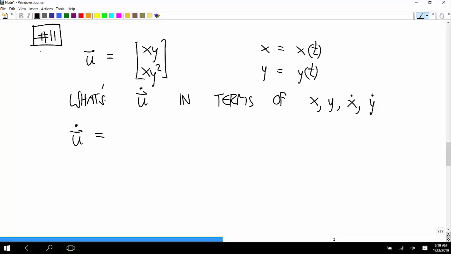So for taking the time derivative of the x component, we have a product of two functions of t. And so it's going to be derivative of the first times the second plus the first times derivative of the second. And that's it for the x component.